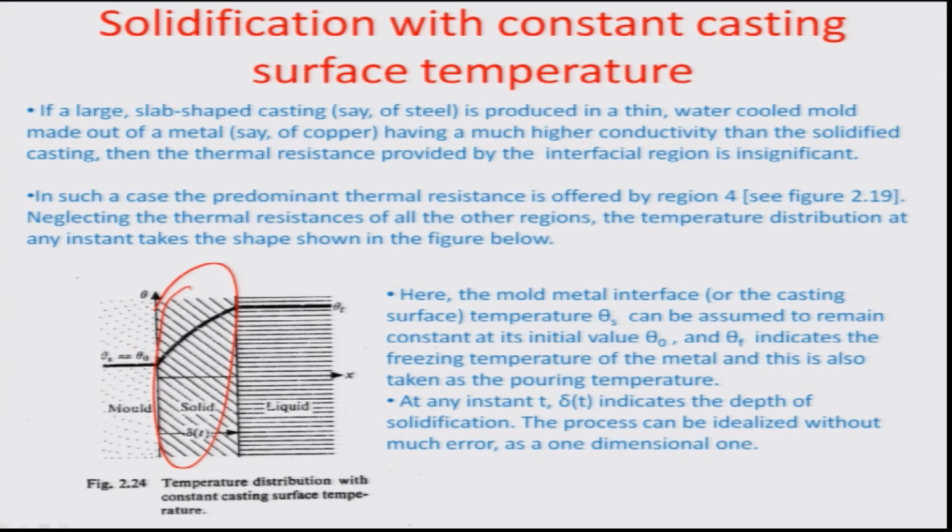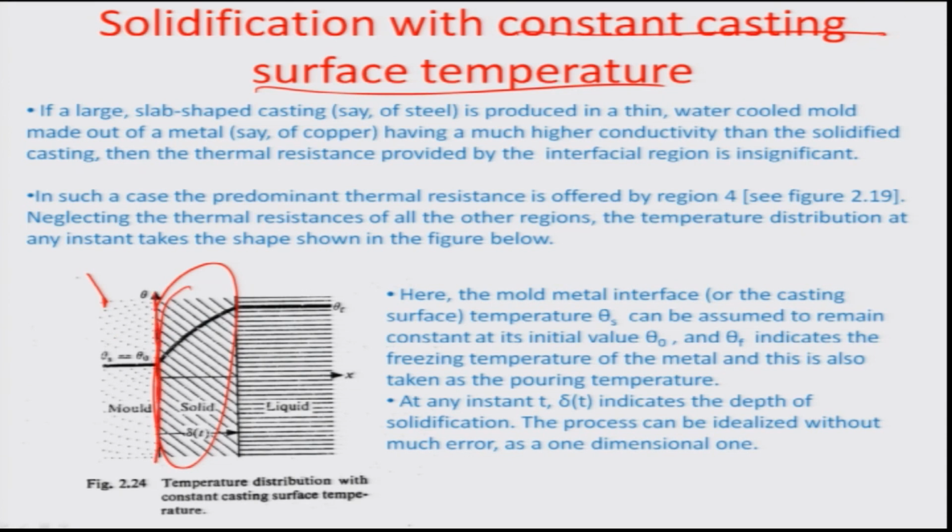So, in the case where there was a predominance of the solidified metal, there was a constant casting surface temperature, meaning thereby that this mold was a thin mold, and we would like to water cool it so that it is like a great heat sink, and so this surface temperature would become more or less constant because of that process.